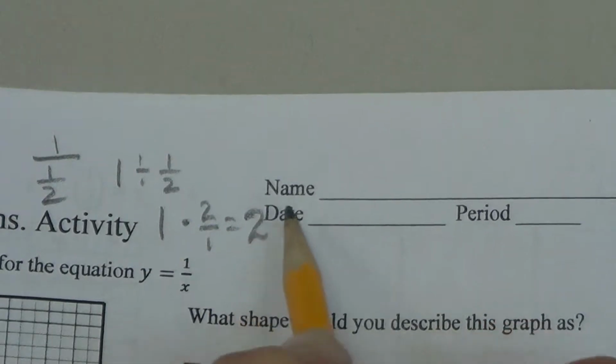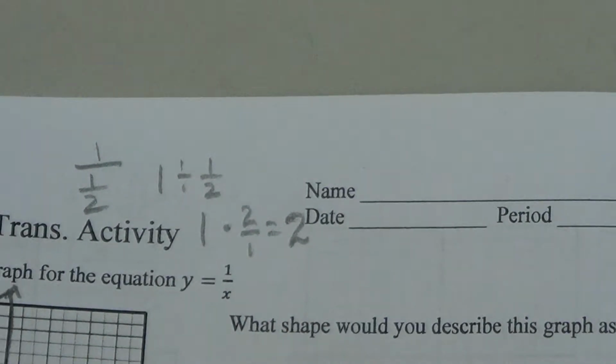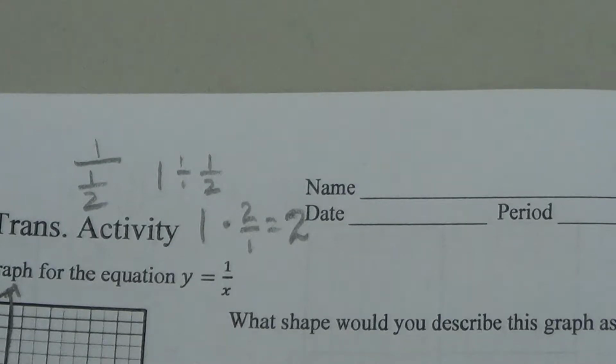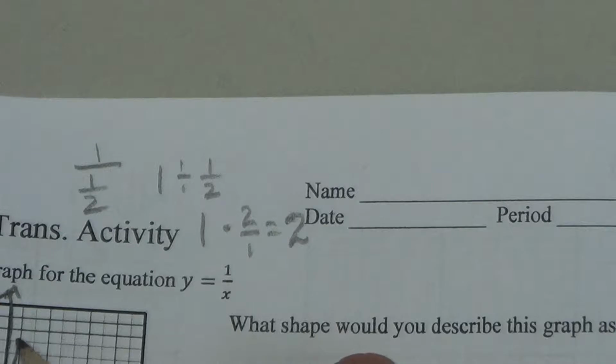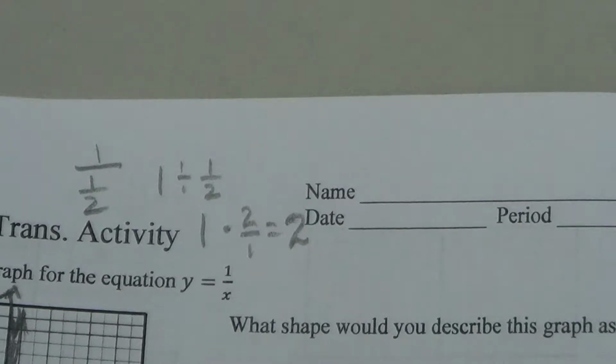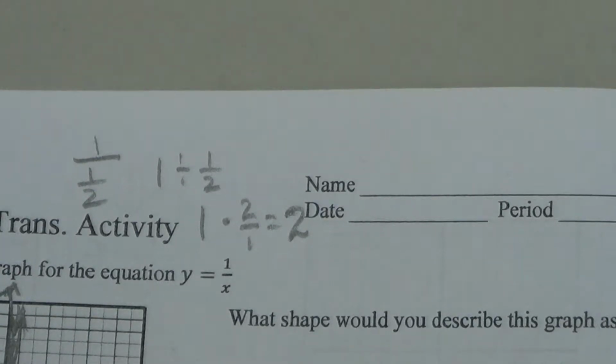That would become equal to 2. So at 1/2, it comes up here to 2. That shows you that it's actually curving. So we have a curve going up. Sorry, that was not a very good curve line. And a curve going down. Here we have a curve and a curve.